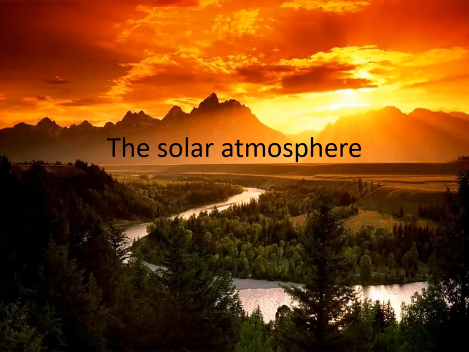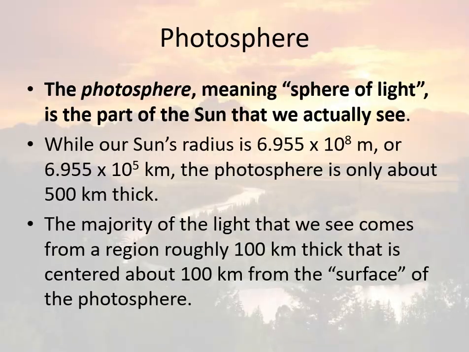Now, next, we need to talk about the solar atmosphere. So we've already talked about the four parts of the solar interior. We have the core. Outside of that, we have the radiation zone. Outside of that, we have the convection zone. And then outside of that, we have this photosphere. There are two more layers, and those compose the solar atmosphere.